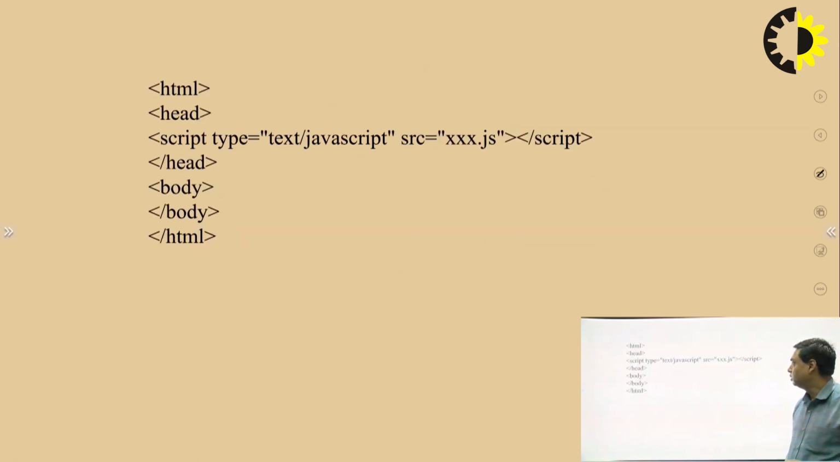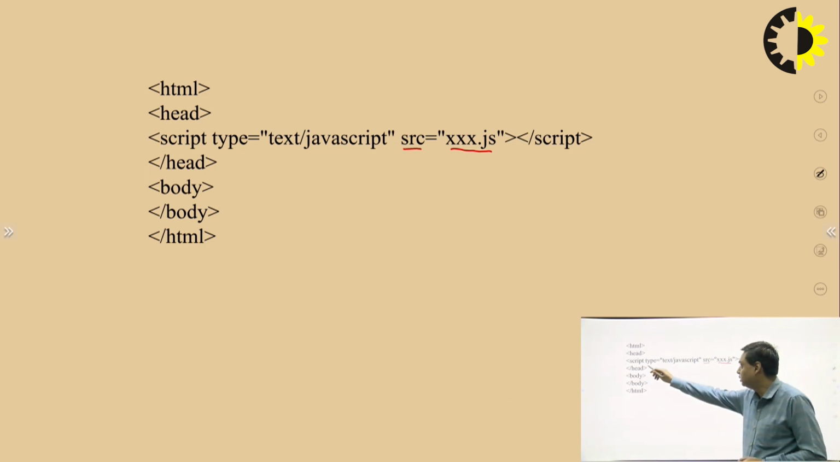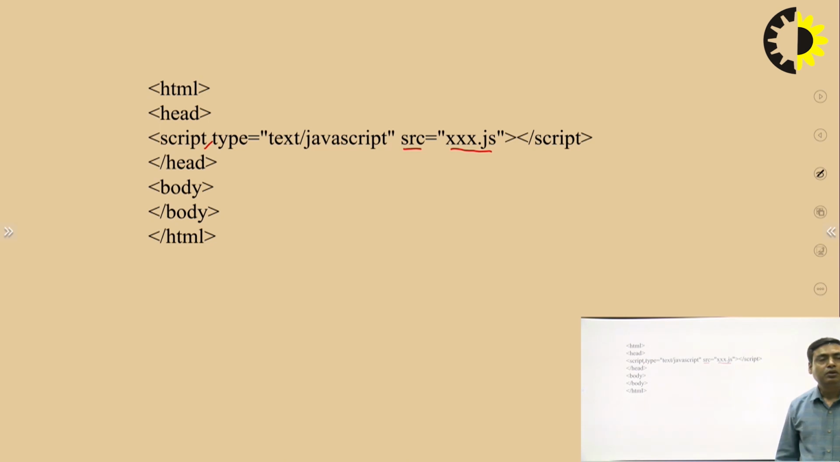Just see an example. Suppose we have an external file xxx.js, a separate file, and I want to include this JavaScript file in our HTML page. So we use the source attribute, which is part of the script tag. So there are two ways. One way is to include, or embed, the JavaScript in the HTML page. Second is to have a separate file for the JavaScript that will be linked in your HTML page with the help of the script tag and the source attribute.